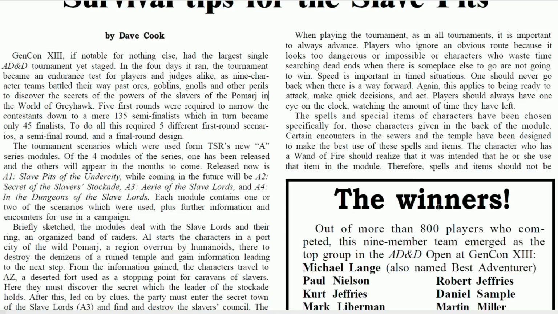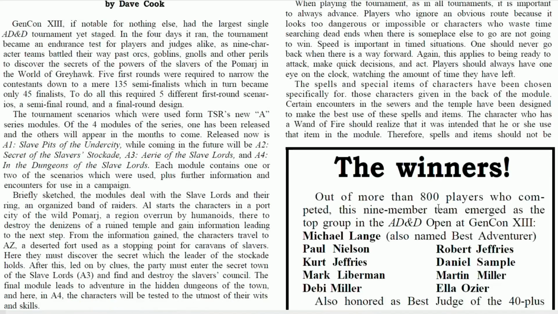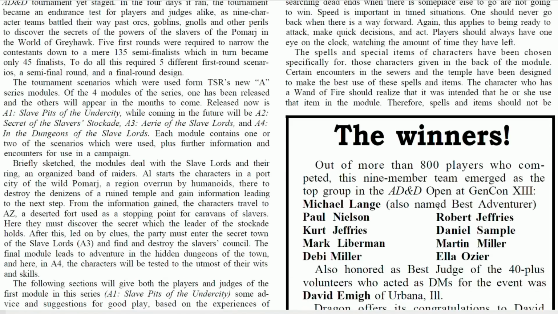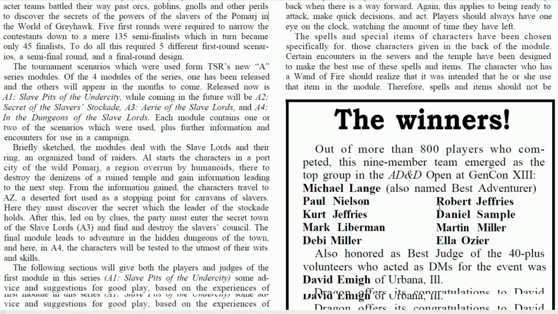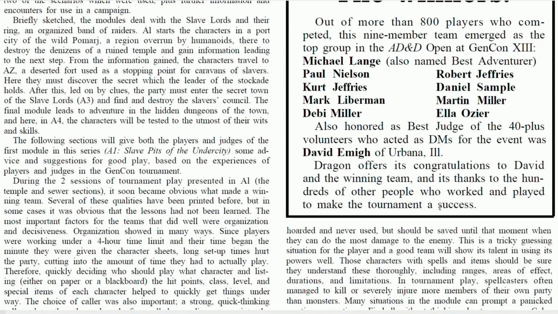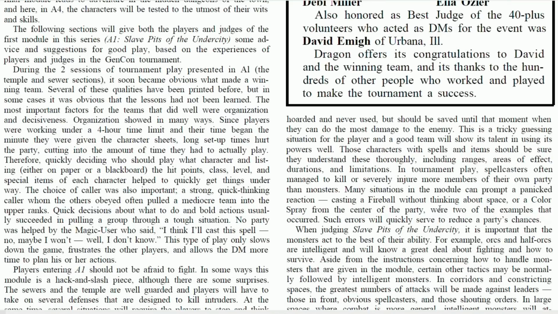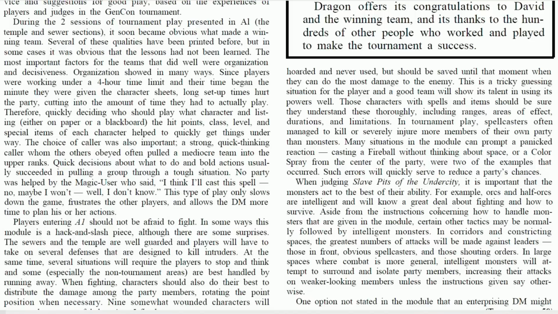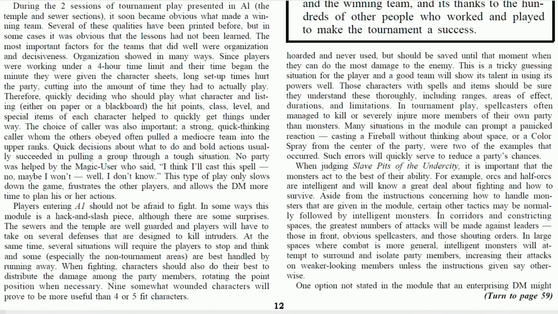Players should always keep an eye on the clock, watching the amount of time that they have left. Spells and special items for characters have been chosen specifically for the characters given in the back of the module. Certain encounters in the sewers and the temple have been designed to make best use of these spells and items. A character who has the wand of fire should realize that it was intended that he or she should use that item in the module. Therefore, spells and items should not be hoarded and never used. So not resource management like we've talked about before with magic, but definitely use the things that you've been given, but they should be saved until that moment when they can do the most damage to the enemy. It's a tricky guessing situation, and he goes on and on.